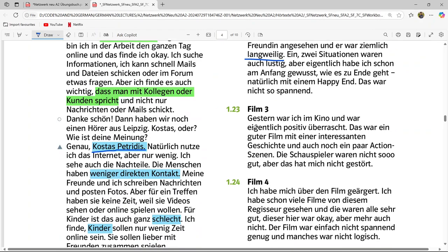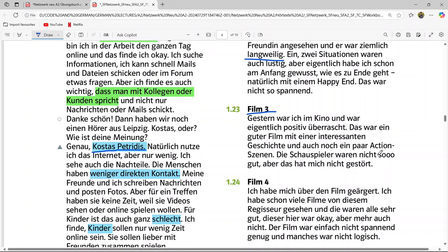Film 3. So, gestern war ich im Kino und war eigentlich positiv überrascht. Okay, so yesterday I was in the cinema and was very positively surprised. Das war ein guter Film mit einer interessanten Geschichte und auf ein paar Action scenes. So a good film with an interesting story and also some action scenes.